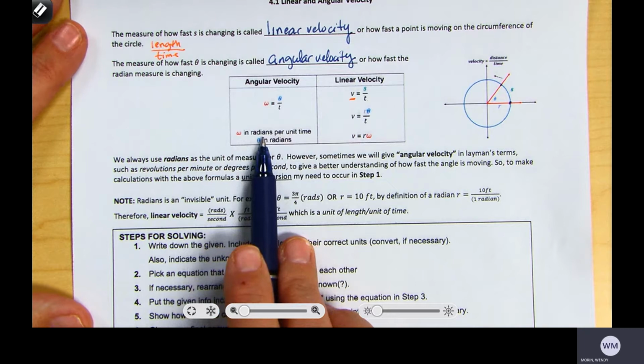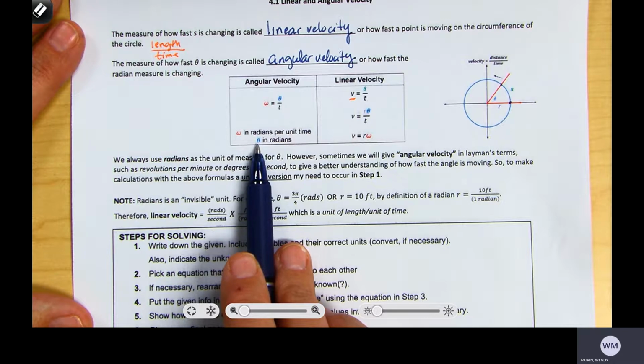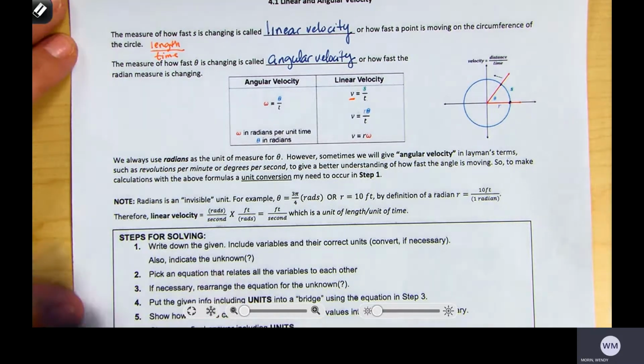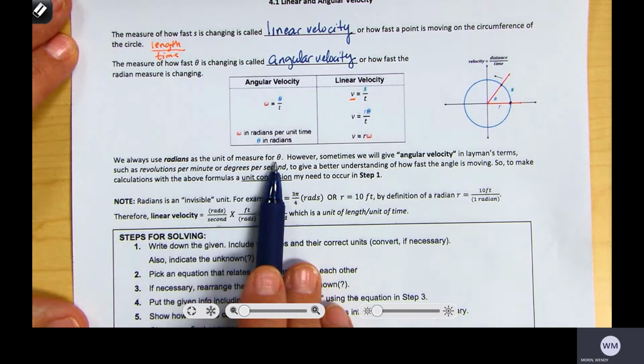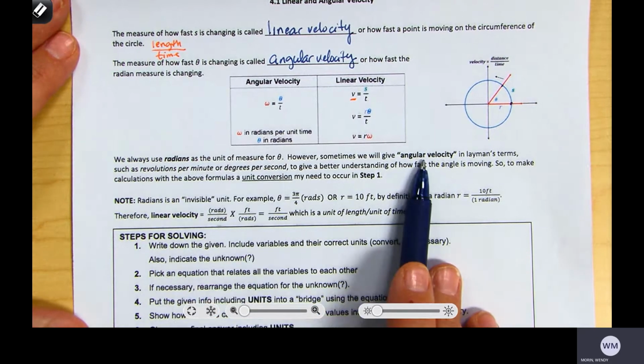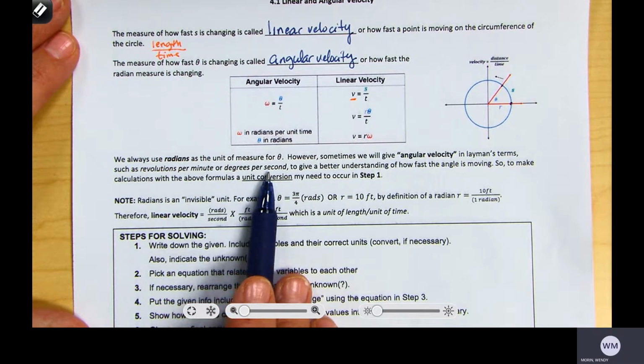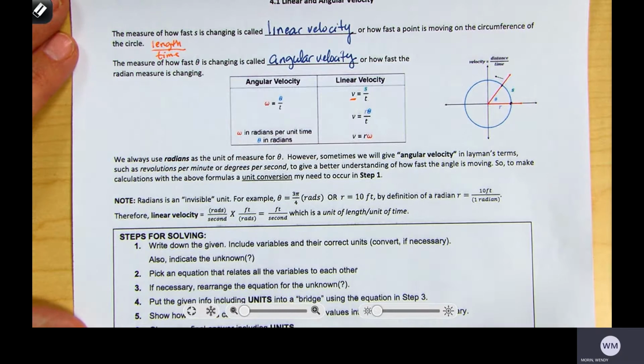Revolutions is not the same thing as radians. We would have to do a unit conversion from revolutions to radians. 1 revolution is 2 pi radians. Theta, again, just like before, is always in radians when using these formulas. So we always use radians as the unit of measure for theta. However, sometimes angular velocity, in layman's terms, is revolutions per minute or degrees per second to give a better understanding of how fast the angle is moving. So to make calculations with the above formulas, a unit conversion may need to occur in step 1.